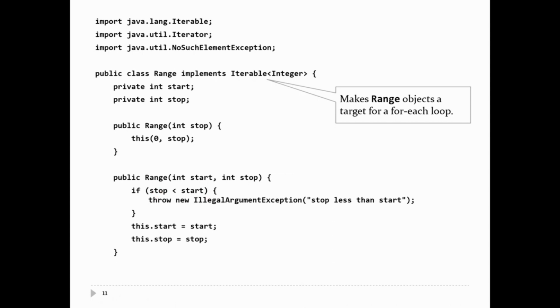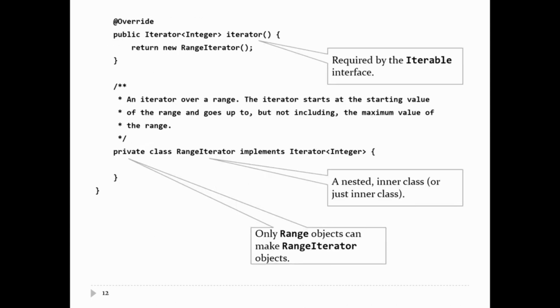So we have to check: is stop less than start? If it is, we're going to throw an exception. If you want to count down, you have to do something else, but we're not counting down in this class. It's easy to change though. Otherwise, we're going to set this start and this stop. That's it. It's pretty straightforward. We just have to do one more thing.